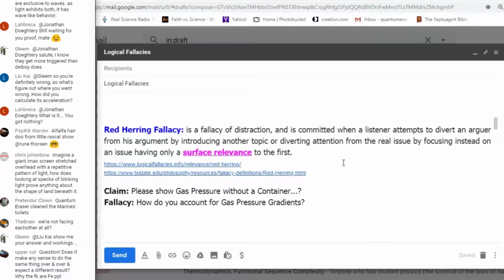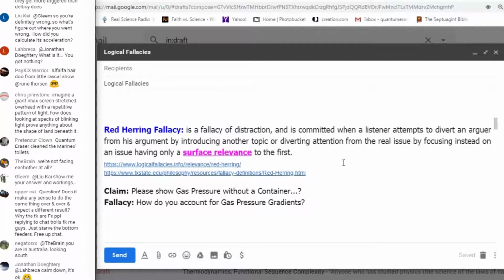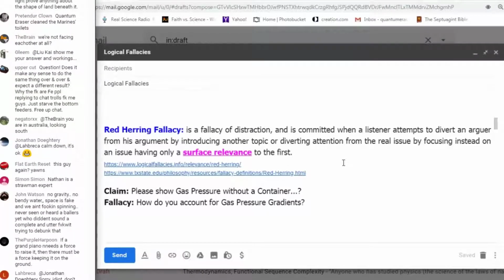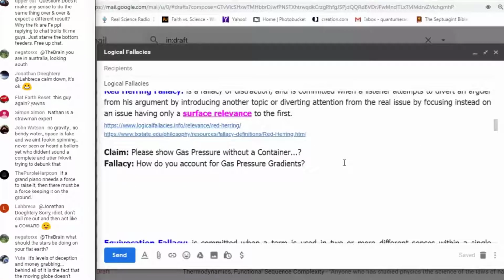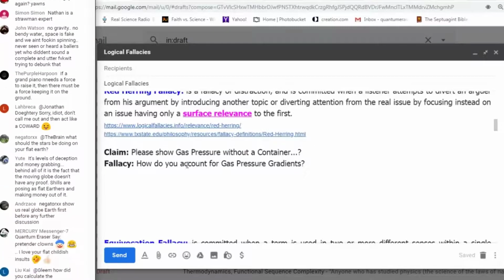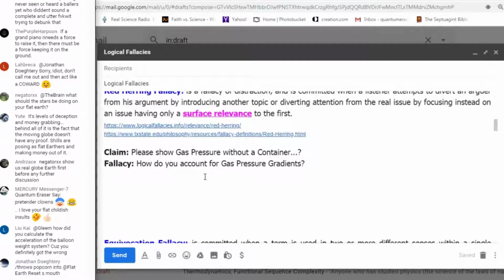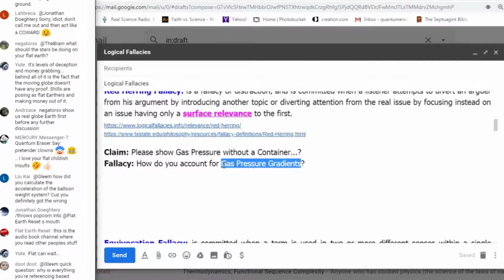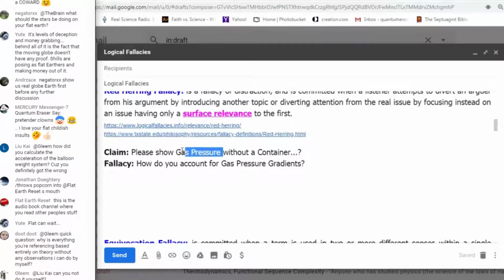These can be really subtle. You could just wholesale bring another topic in, right? And that's easy to tell. But the surface relevance part can be very subtle and could fool a lot of people very easily. The most obvious one, and like I said, it's most recent, is the claim, please show gas pressure without a container. Well, the fallacy is, how do you account for gas pressure gradients? You see how this has surface relevance to the actual argument?